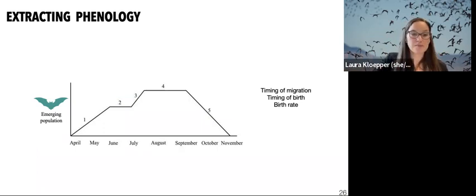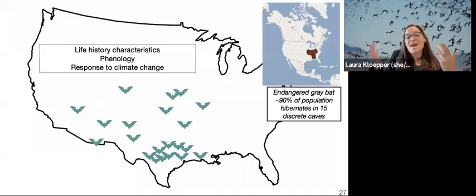So just by looking at the emerging population, you can extract all of this information on the life history of these animals. So from there, by combining across the networks, we can then look for the entire species for these life history characteristics. Again, we talked about phenology and then how the species as a whole is responding to climate change.